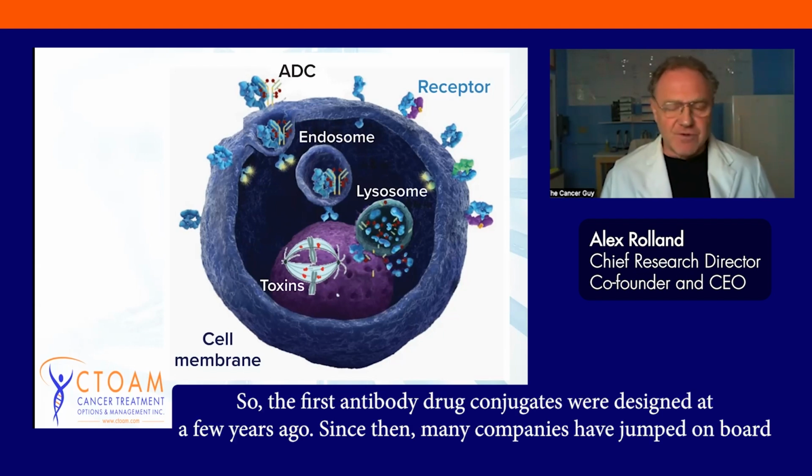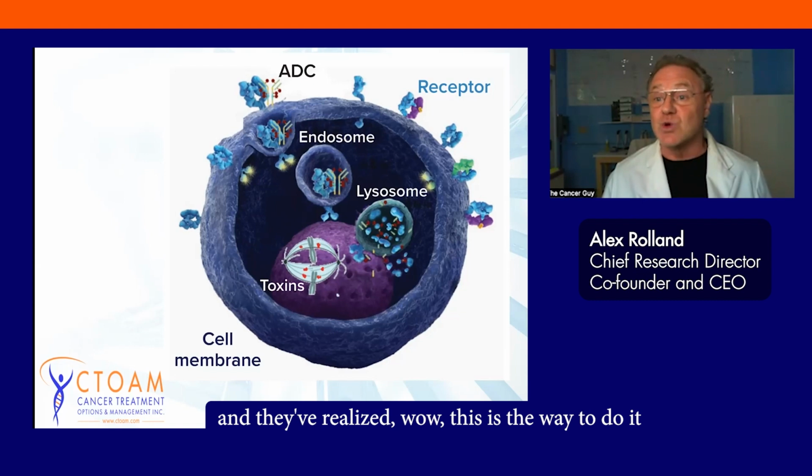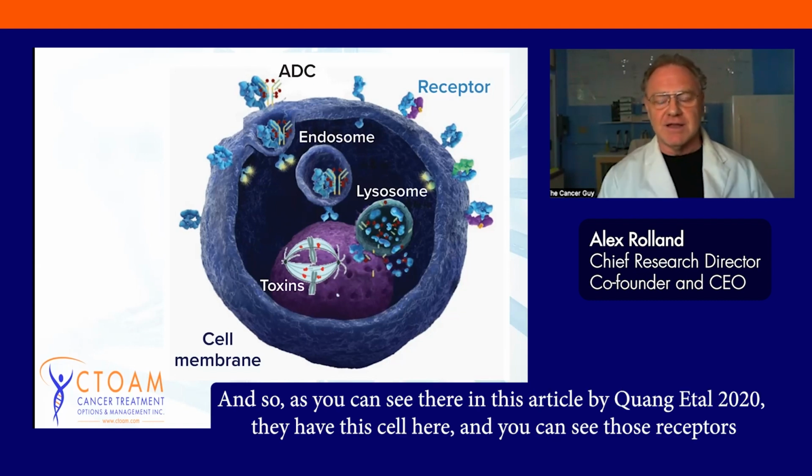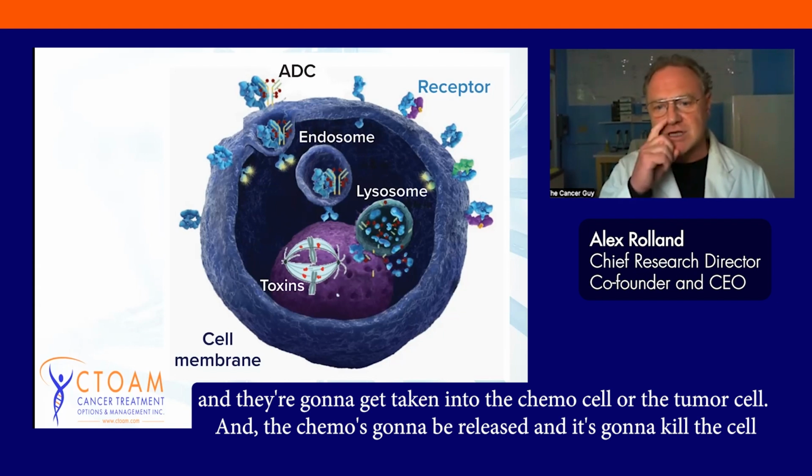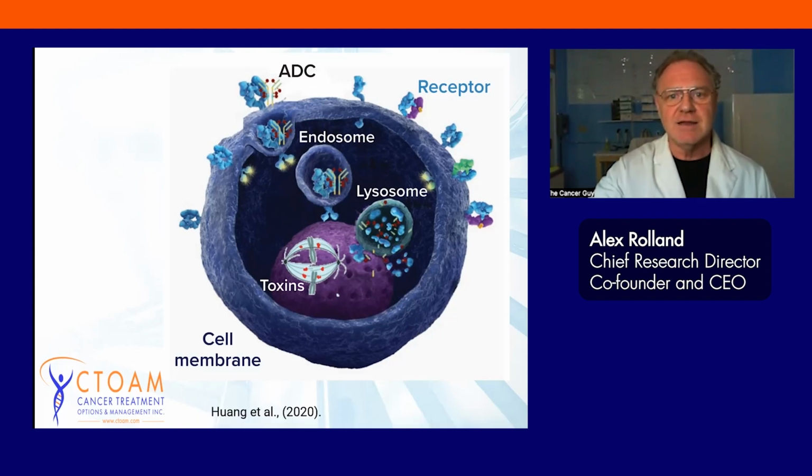The first antibody drug conjugates were designed a few years ago. Since then, many companies have jumped on board and they've realized, wow, this is the way to do it. As you can see there in this article by Huang et al., 2020, they have this cell here, and you can see those receptors, and you can see the antibody drug conjugate is targeting that receptor, and those little red dots are the chemotherapy agents. They're going to get taken into the tumor cell, and the chemo is going to be released and it's going to kill the cell.